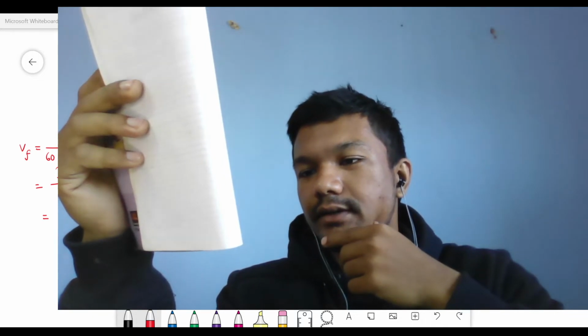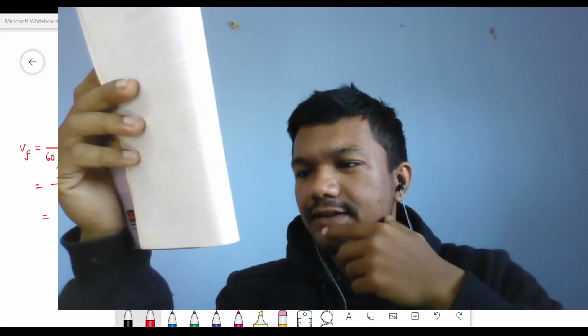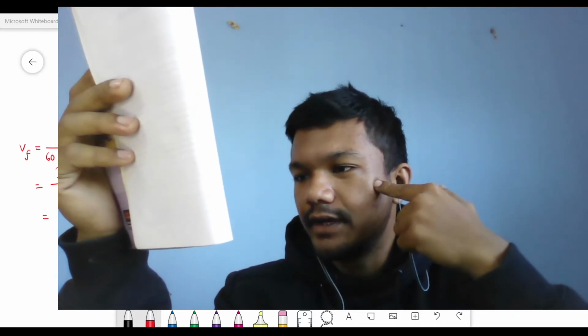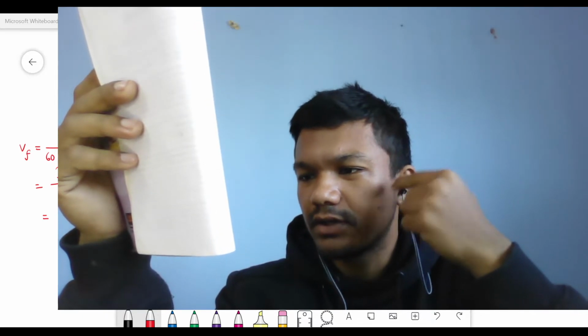A point traversed half the distance with velocity v naught. The remaining part of the distance was covered with velocity v1 for half of the time.